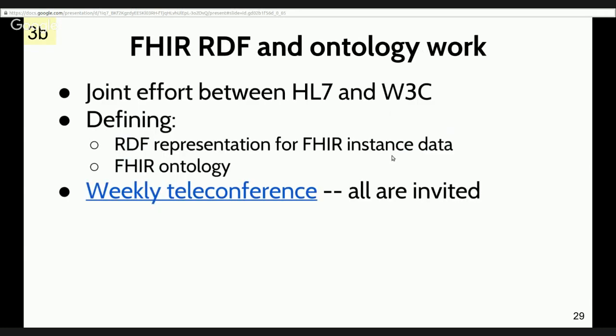Okay, and there is an effort currently going on, a joint effort between HL7 and W3C, for defining a FHIR RDF and ontology work. So if you're interested in helping with this, anybody is invited to help. There's a weekly teleconference about it, and we also use a mailing list, etc. So please follow that link there and join in if you'd like to help.